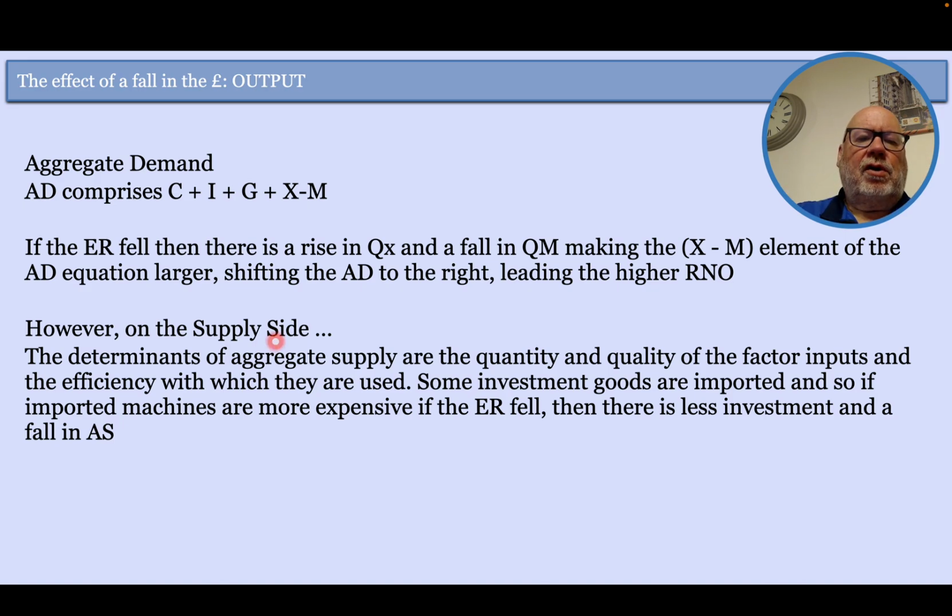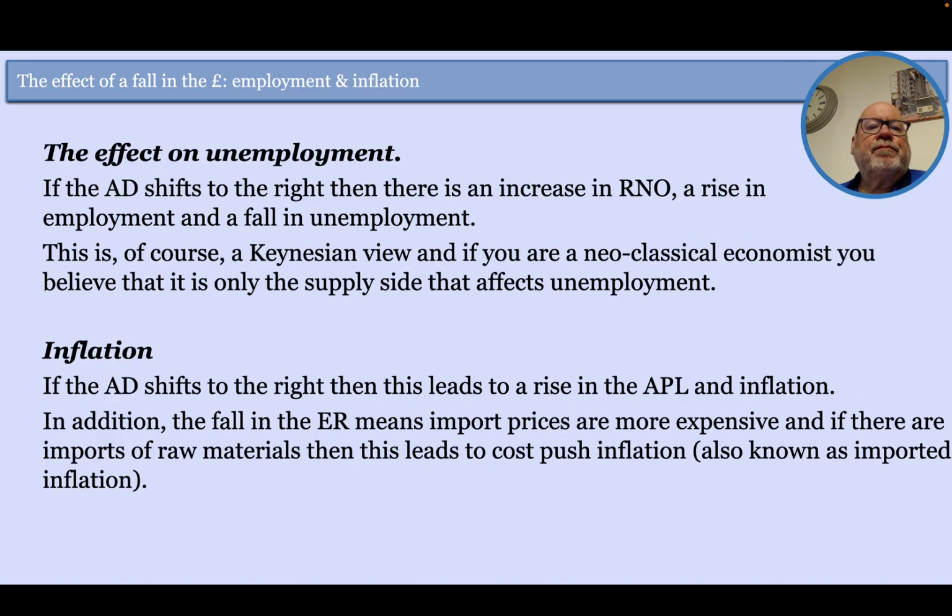Evaluation of that. On the supply side, of course, aggregate supply is determined by the quantity of the factors and the quality, the productivity of your factors. And so if you have got investment goods and they're being imported into your country, then the price of imports is going to go up with a fall in the pound. So you might find that there's less investment and a fall in aggregate supply, which offsets that higher real national output. That would be an evaluation point on the benefit of a rise in output.